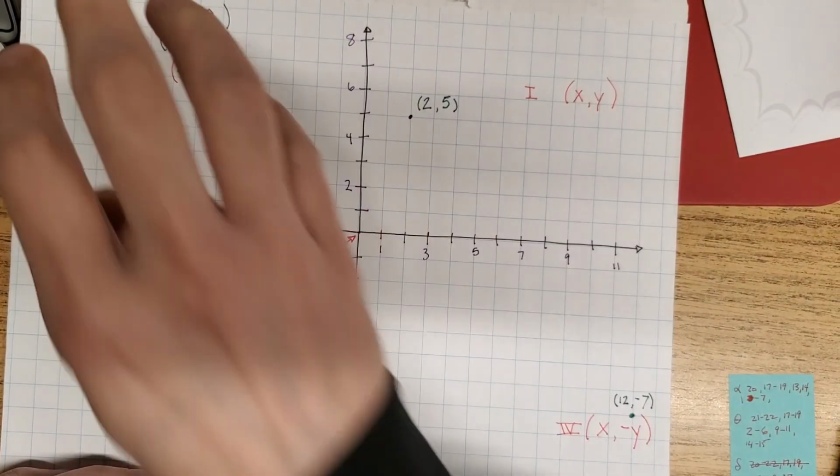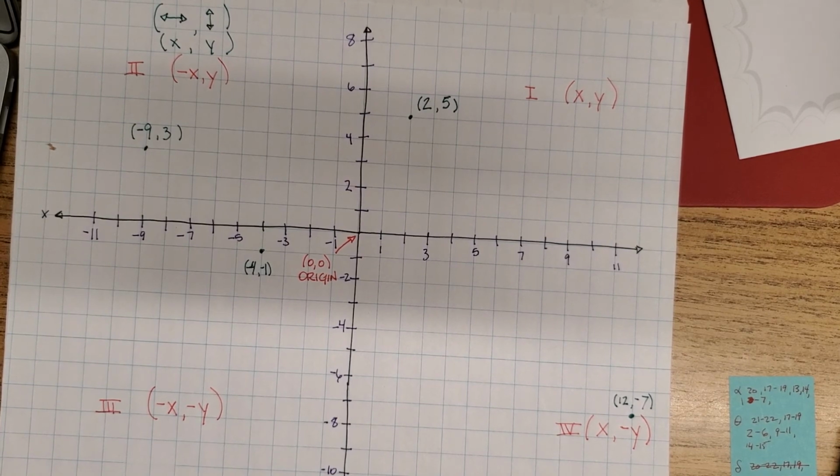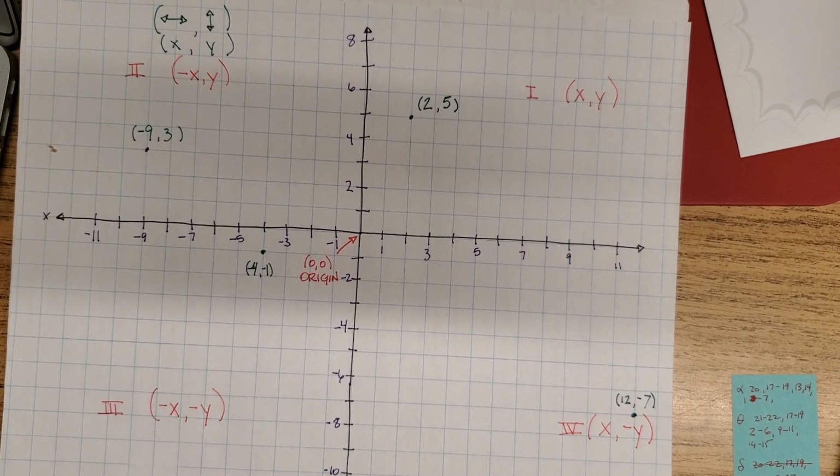Quadrants, 1, 2, 3, 4. Always write your coordinates in an X, Y format. So over, then up.